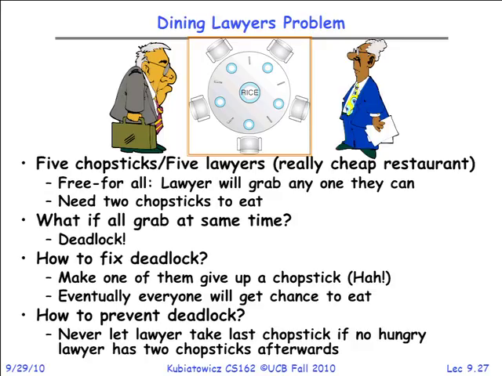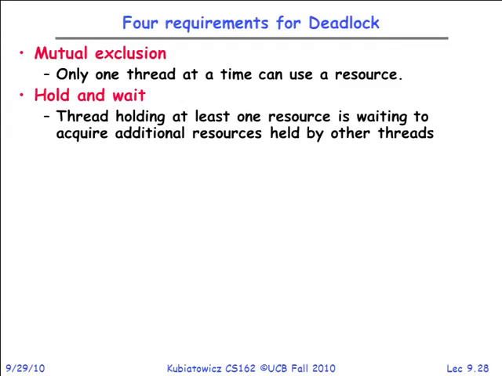So there are 4 requirements for deadlock to happen at all. One of them is mutual exclusion: only one thread at a time can use some particular resource. Another is hold and wait: a thread grabs a resource and holds on to it while it's waiting for somebody else. A third is that the resource can't be preempted, so it's not possible to reach in and steal the resource away. And the fourth is that there is a circular wait: there's a set of threads, T1 through Tn, and T1 is waiting for T2, T2 is waiting for T3, T3 is waiting for T4, and Tn is waiting for T1.